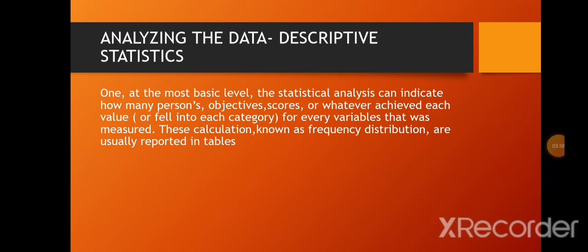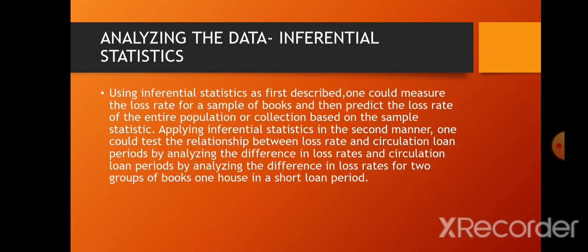Analyzing the data: descriptive analysis. At the most basic level, the statistical analysis can indicate how many persons, objects, scores, or whatever achieve each value or fall into each category. For every variable that was measured, this calculation, known as frequency distribution, is usually reported in tables.